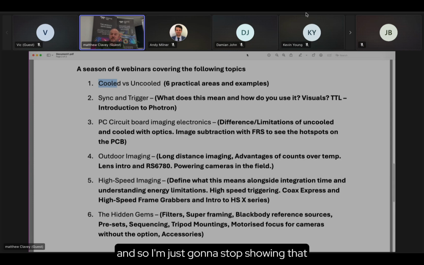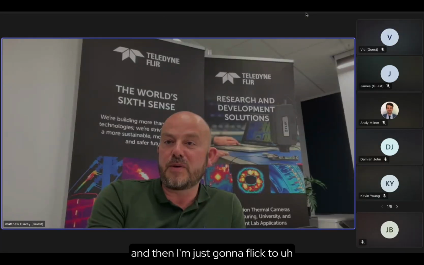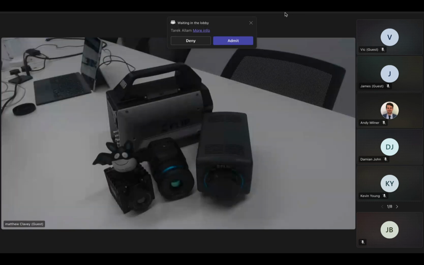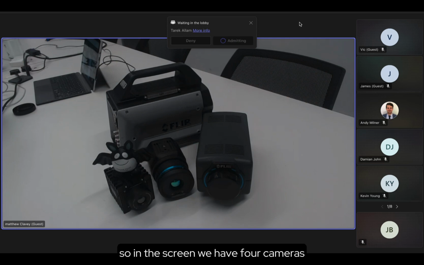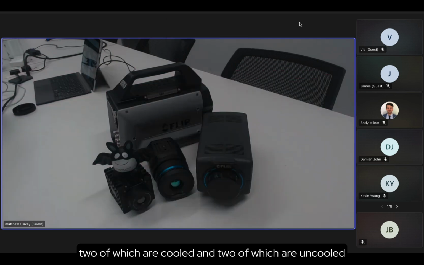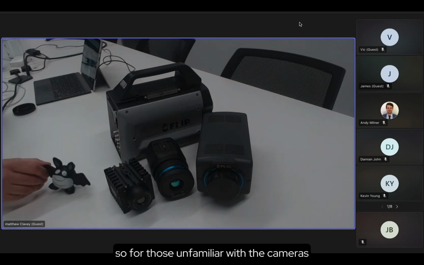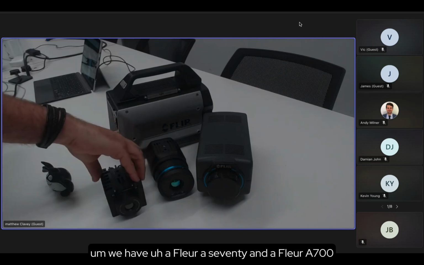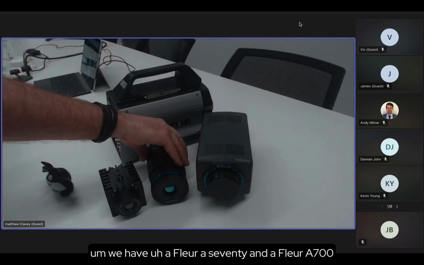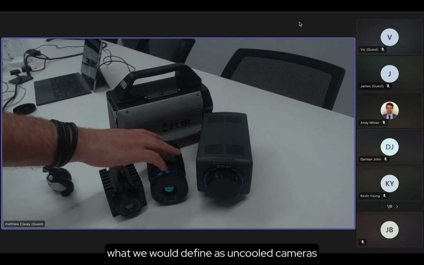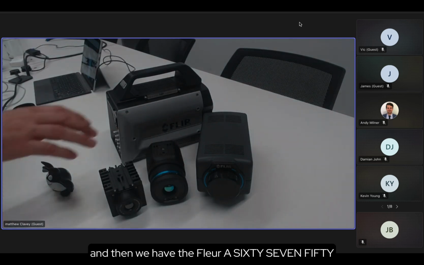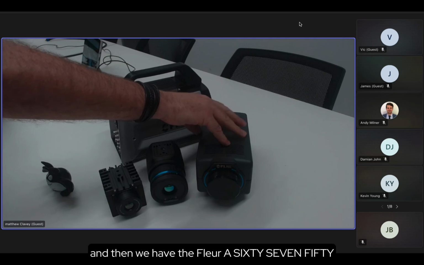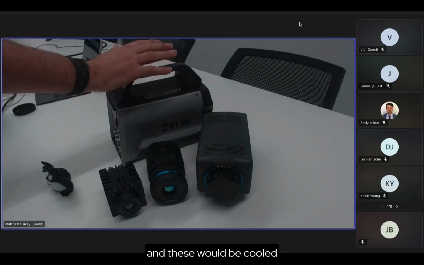So I'm just going to stop sharing that, and then I'm just going to flick to my other camera, and then we'll just show you very quickly the types of cameras we're talking about. So on the screen, we have 4 cameras, 2 of which are cooled and 2 of which are uncooled. For those unfamiliar with the cameras, we have a FLIR A70 and a FLIR A700, and these would be what we would define as uncooled cameras. And then we have the FLIR A6750 and the big premium X series, and these would be cooled.